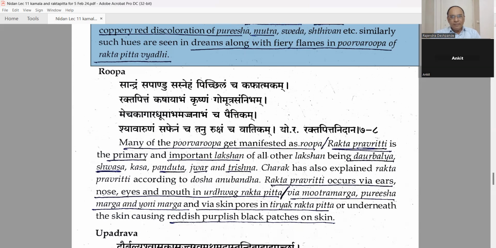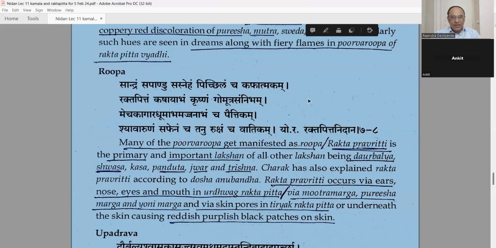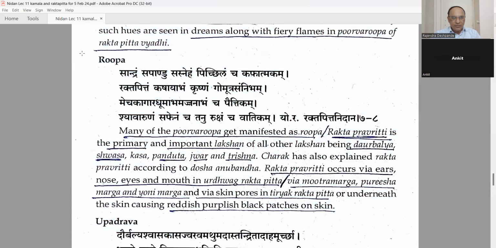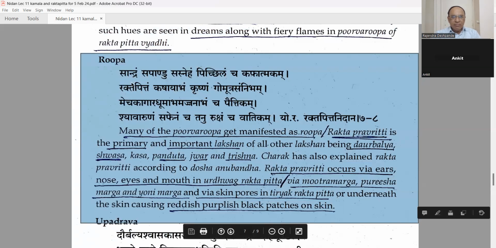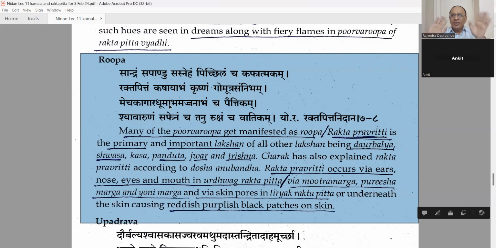Now, what are the rupa? Rupa are the actual symptoms and signs. So here you can see. These are the rupa. Sandram, sa Pandu. Pandu is anemia. Sasneha. Pichilam cha kaphatmakam. Raktapittam kashayabham. Krishnam go mutra sannibham. Mechaka. Difficult. Forget it. If you find the shloka difficult, don't read it. Don't learn by heart. It is not compulsory.